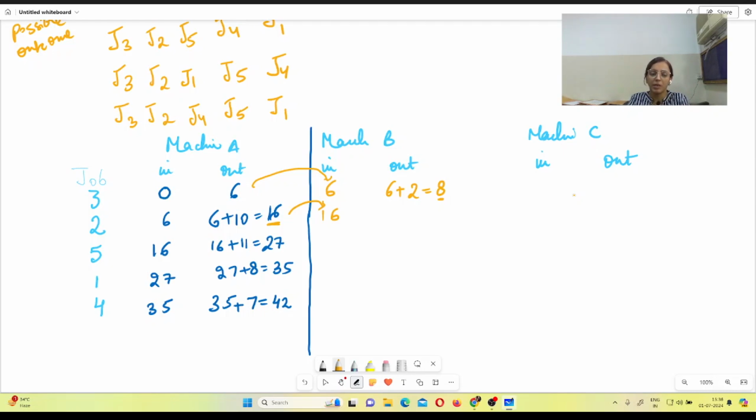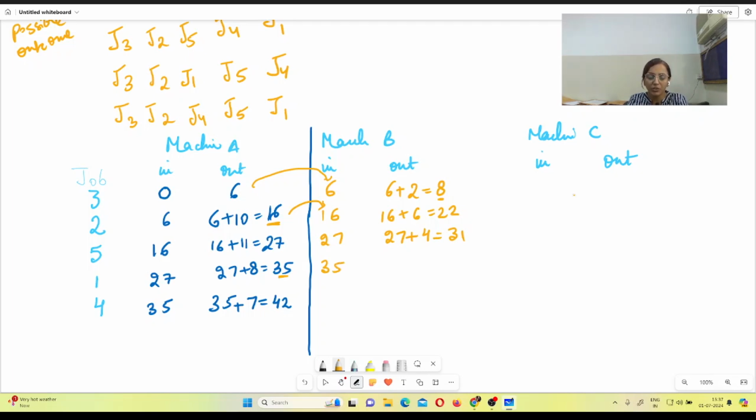Now the processing time taken by this is 6. That means 16 plus 6, that will be equal to 22. Then we write 22 over here, but it is 27, so we write it 27. 27, and the processing time is 4. Therefore, 27 plus 4, that will be 31. Again, it is 31, but here it is 35. We have to write it 35 over here.